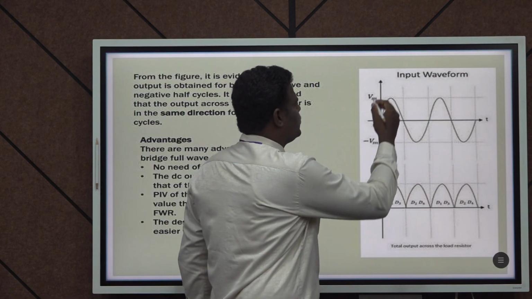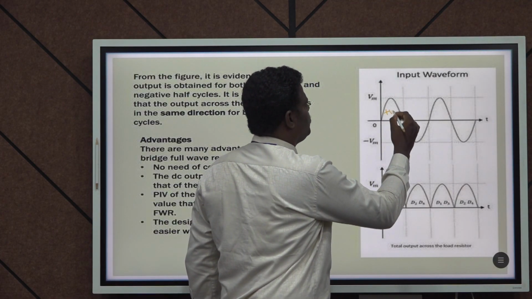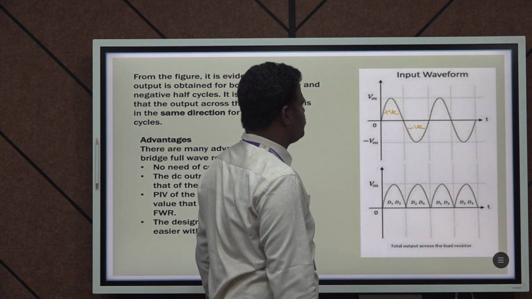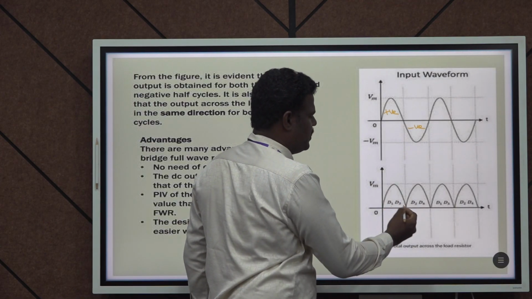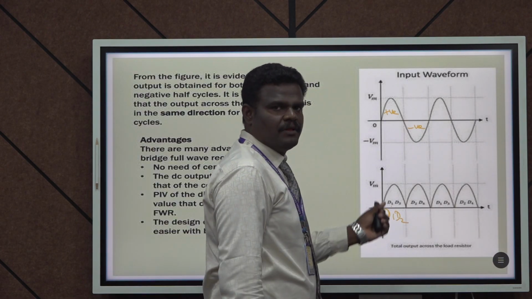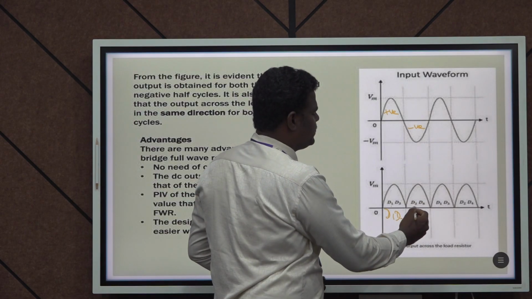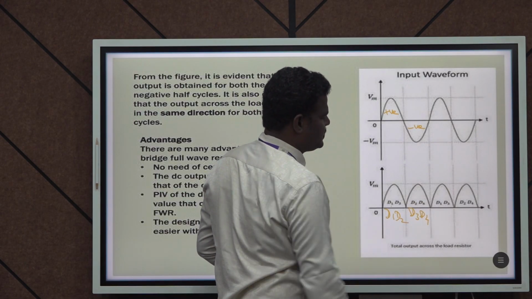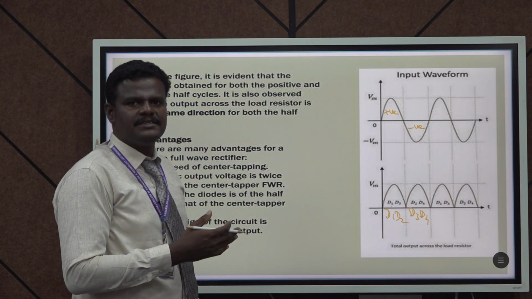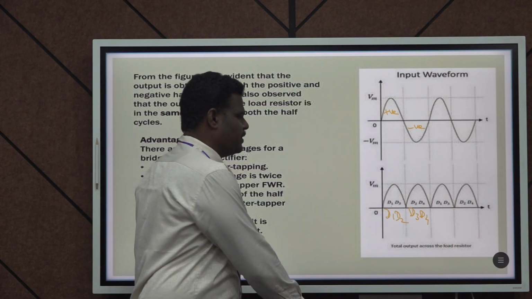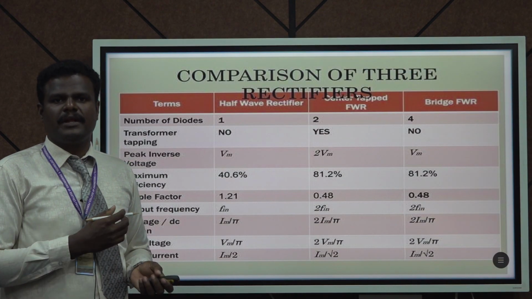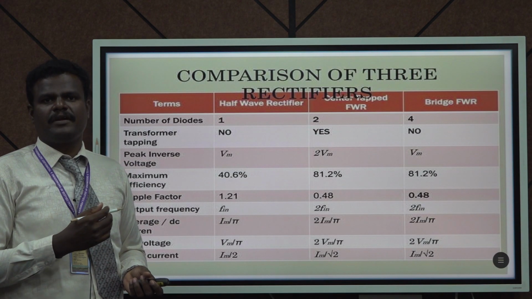If you look at the waveform, here we have the input side. This is the positive half cycle and this is the positive half cycle. This is the negative half cycle. During the positive half cycle, diodes D1 and D2 conduct and we get the output. During the negative half cycle, diodes D3 and D4 conduct and then we get the output. Another advantage is that we don't need a center tapped transformer, because the ripple factor is highly reduced.